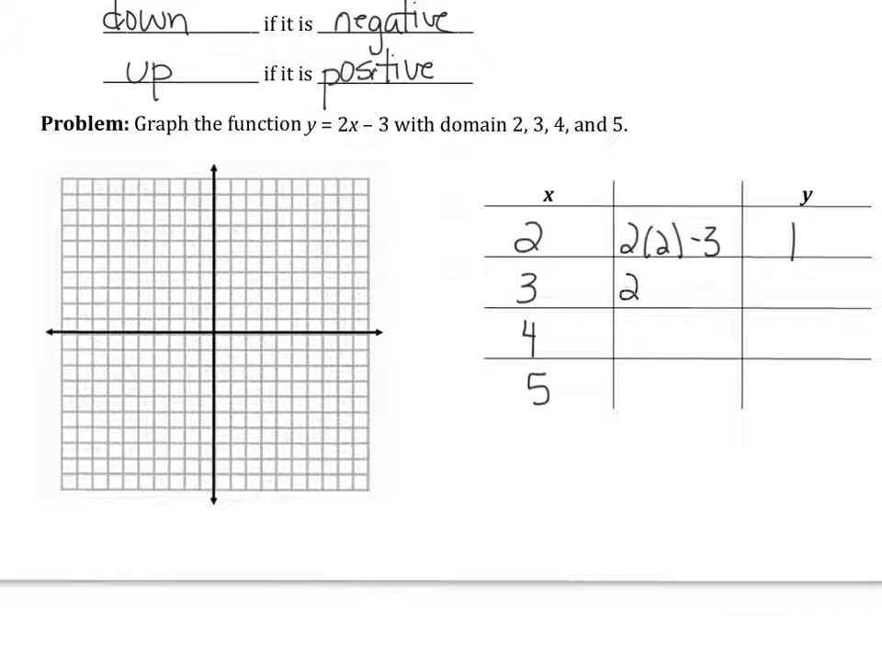So we put 2 times 3 minus 3. 2 times 3 is 6. 6 minus 3 is 3. So our output for the input of 3 was also 3.